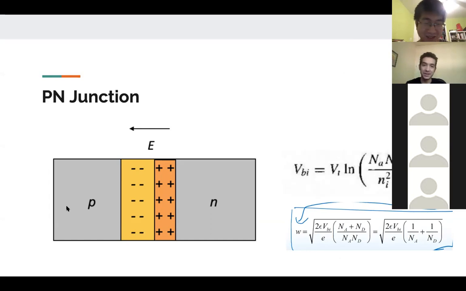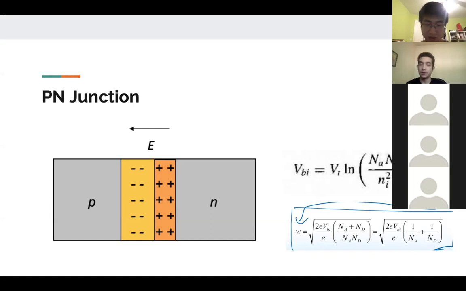So basically, drift dominates in the middle of the junction, and then diffusion will allow those carriers to diffuse and then be swept up when you start applying biases.